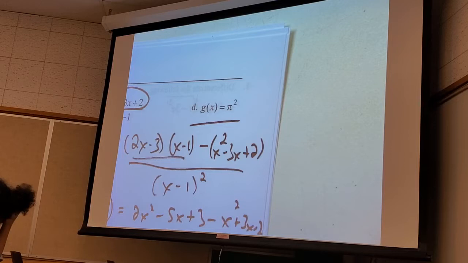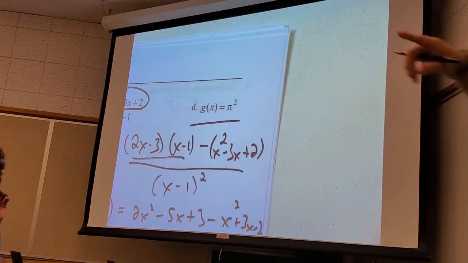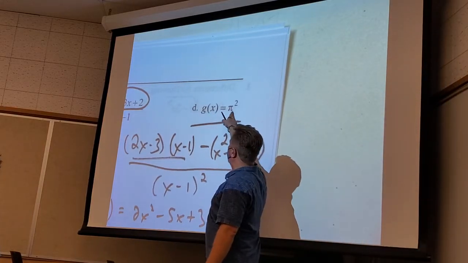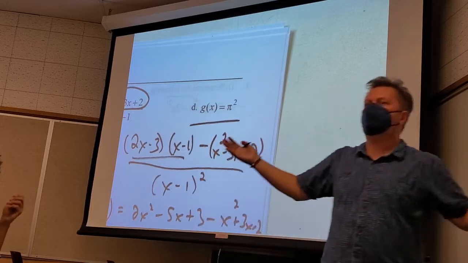So again, slope. I'm sorry. Instead of slope, what does the derivative tell you? Rate of change with respect to x. So how much is this changing as x changes? This doesn't care about x. It's not affected by x at all. So of course the rate of change is 0.